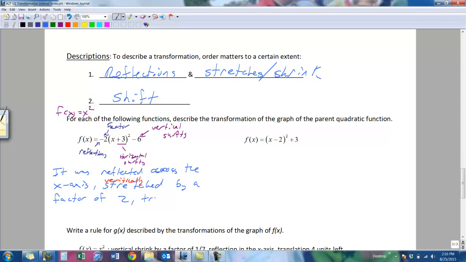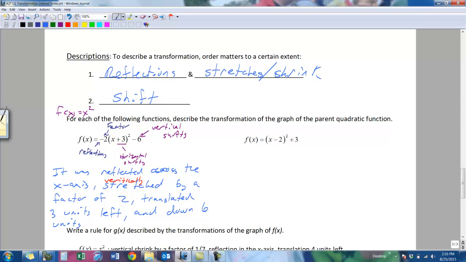Then it was translated 3 units left, or excuse me, x plus 3 goes the opposite of what you think. Yeah, it goes left, 3 units left, and down 6 units. So just by looking at this equation, we can describe the transformations that happen to it.